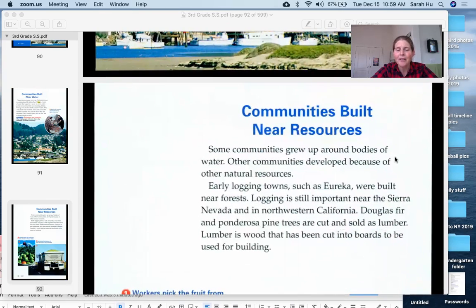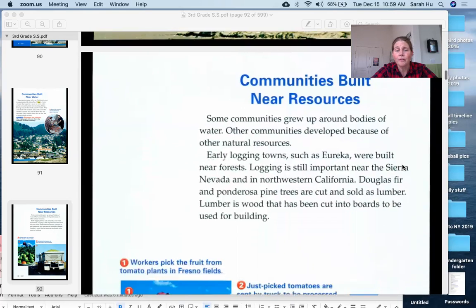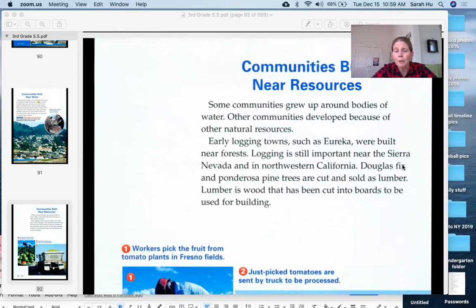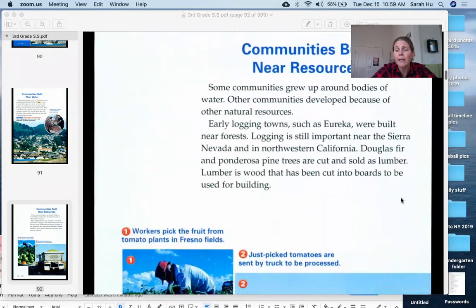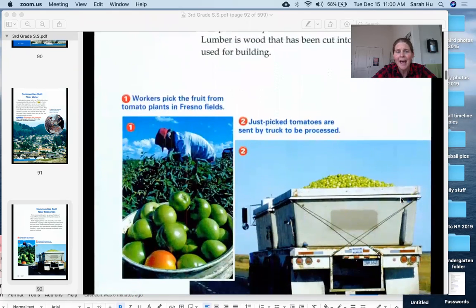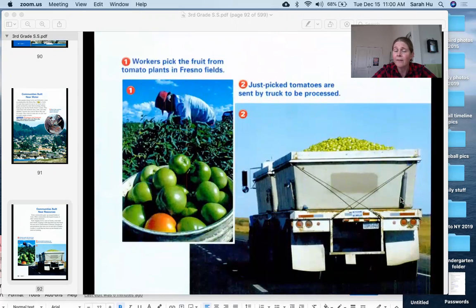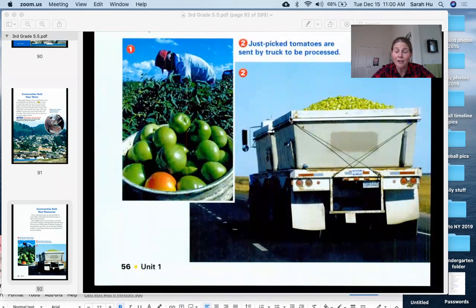There you go. The next page. Communities built near resources. Some communities grew up around bodies of water. Other communities developed because of other natural resources. Early logging towns such as Eureka were built near forests. Logging is still important near the Sierra Nevada and in northwestern California. Douglas fir and ponderosa pine trees are cut and sold as lumber. Lumber is wood that has been cut into boards to be used for building. And these are just some other pictures of natural resources and the ways that they are gathered. Number 1, workers pick the fruit from tomato plants in Fresno fields. And this is all in California. Number 2, this is a caption for this truck. Just picked tomatoes are sent by truck to be processed. So they're going to go to the factories and then out to the markets.